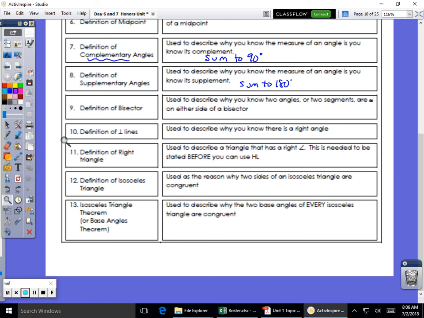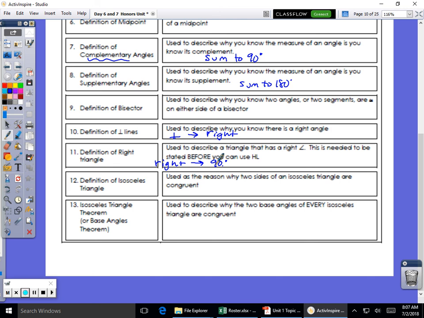All right, definition of perpendicular line. Well, if I know that something is perpendicular, then I know it's right. And if I know it's right, definition of right, then I know it's 90 degrees. All right. So perpendicular, right, 90. That one's a little tricky. So if I know it's perpendicular, then I know it's right. And if I know it's right, then I know it's 90 degrees. A lot of people want to take a shortcut and just go perpendicular, 90 degrees. Technically we're supposed to go perpendicular, I know it's right, right, I know it's 90 degrees.